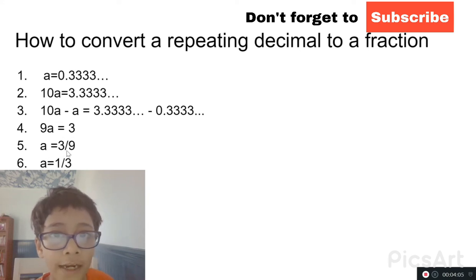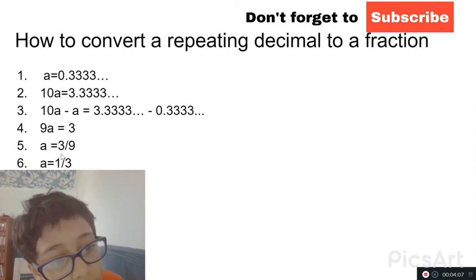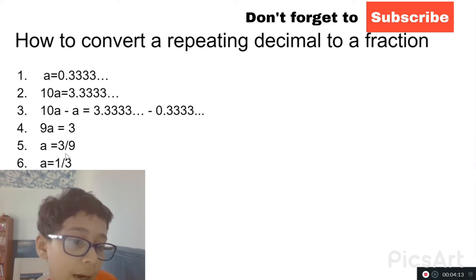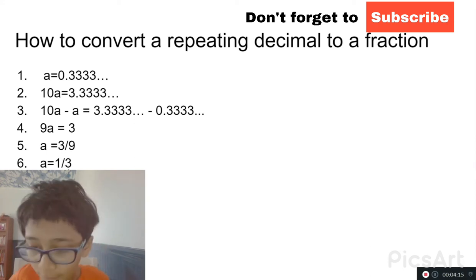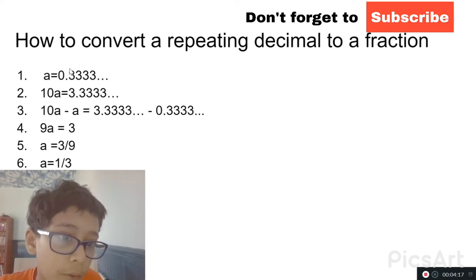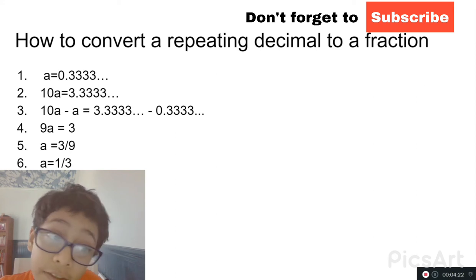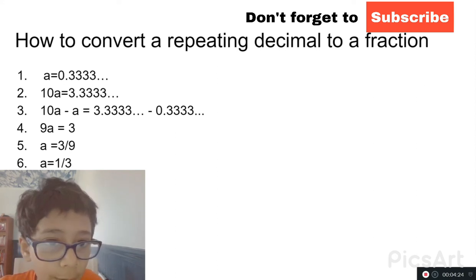Now 3 over 9, to simplify that, divide the numerator and the denominator by the same number. I'm going to divide it by 3, so it becomes 1 over 3. So 0.3333, so on and so on, is equal to a, and a is equal to 1 over 3.